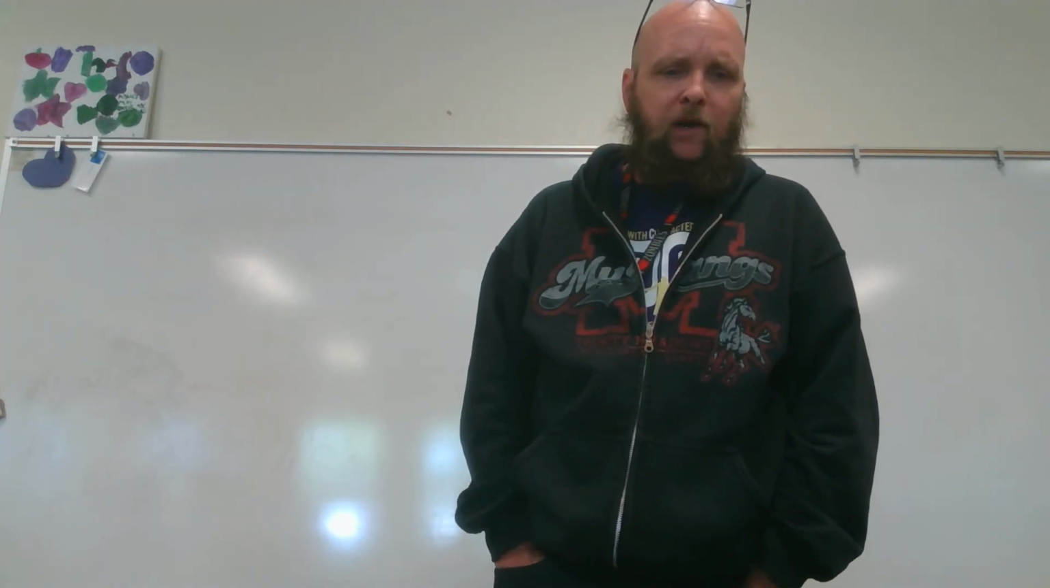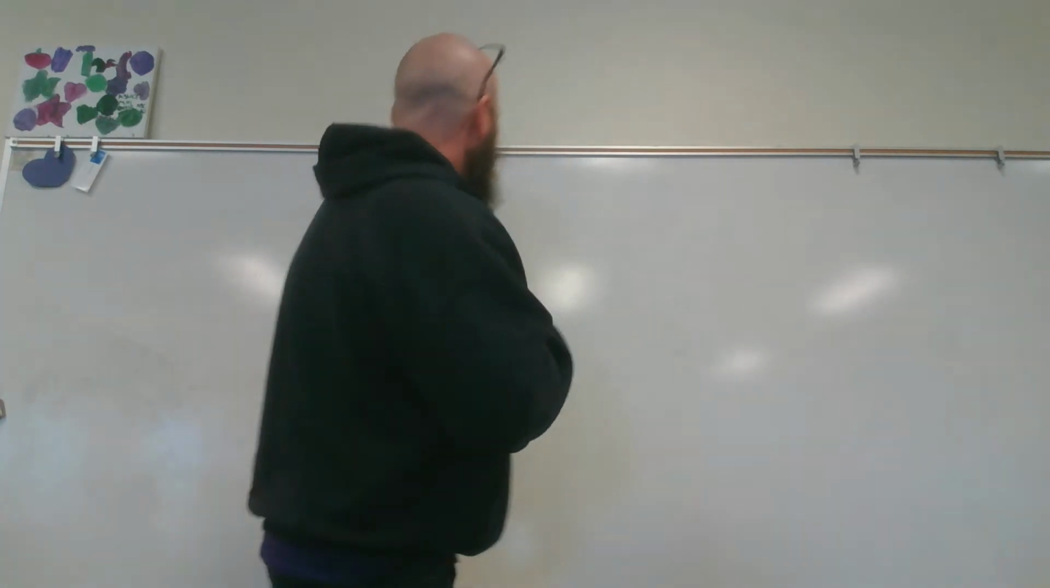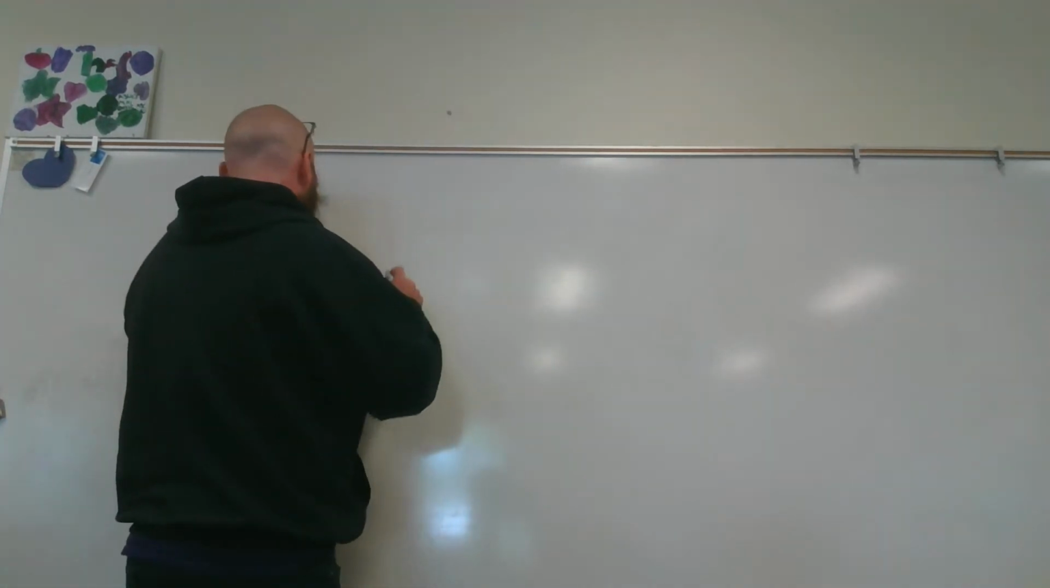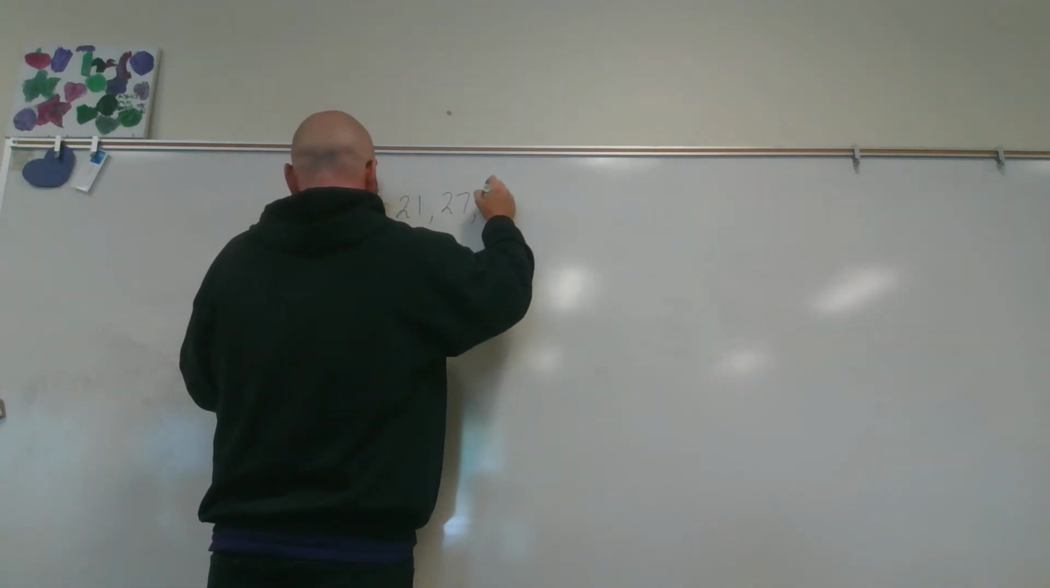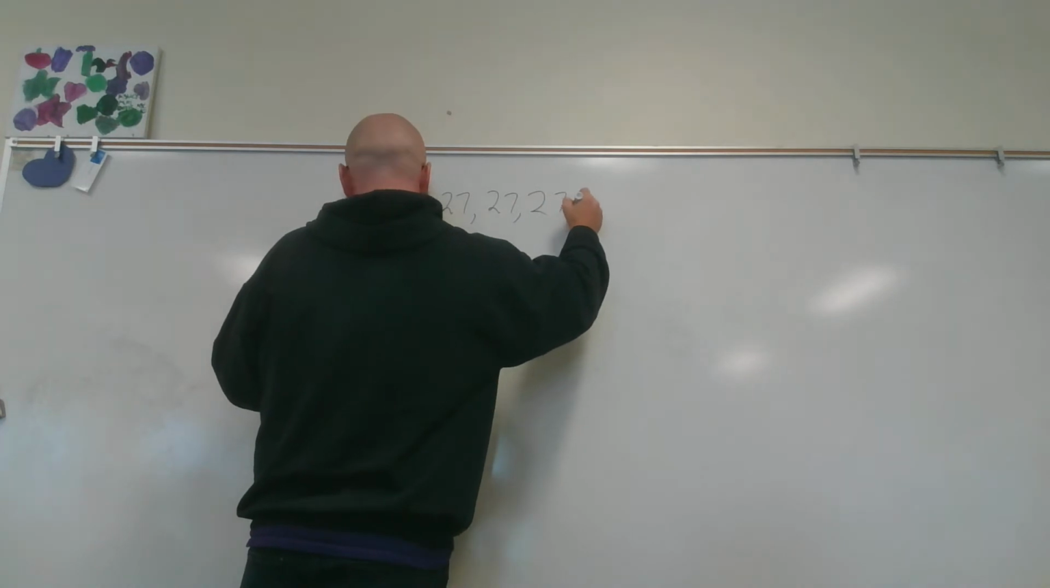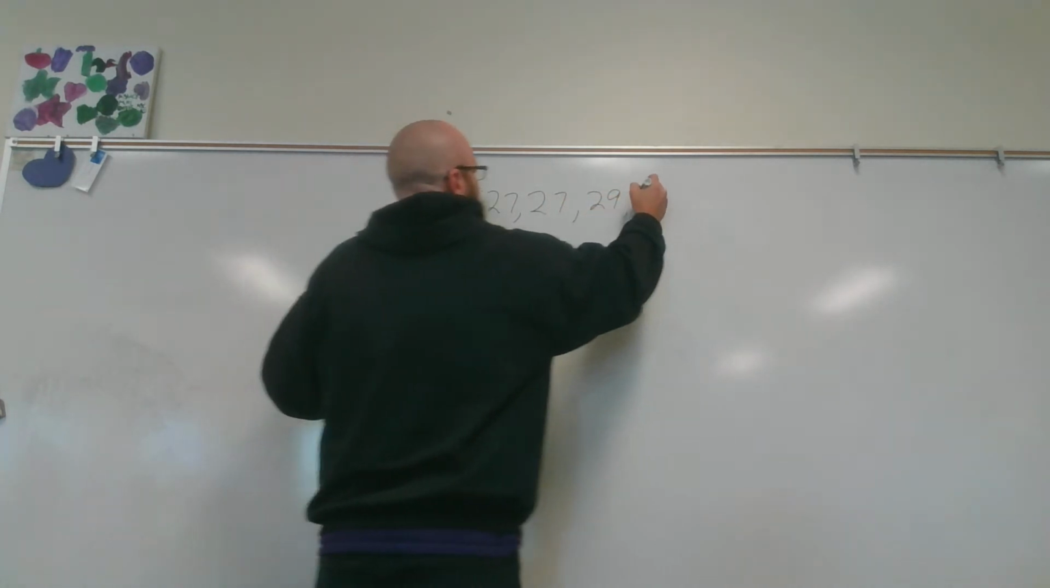All right, let's look at the second one. Second problem. In exercises 2 through 4, decide whether the statement is true or false. If false, explain why. The median and mean of this set of data is 27. So here's our set of data: 21, 27, 27, 27, 29, and 31.